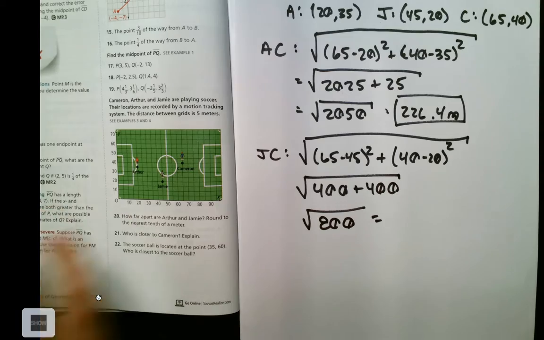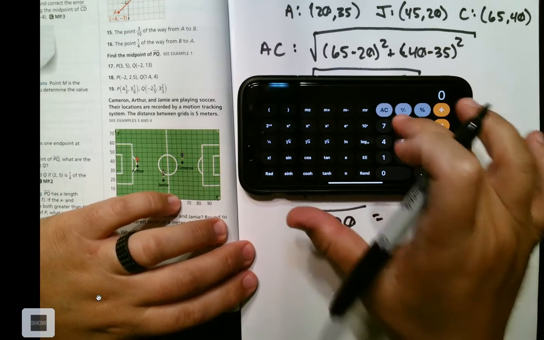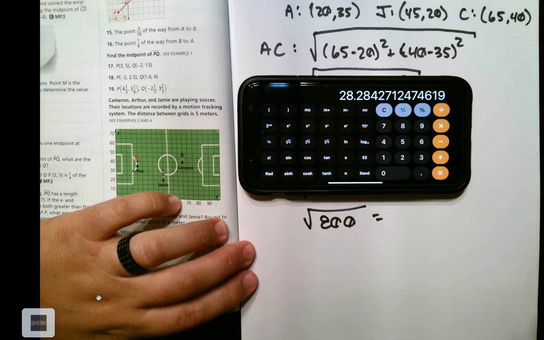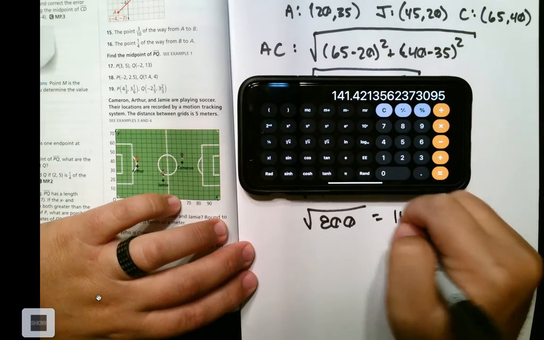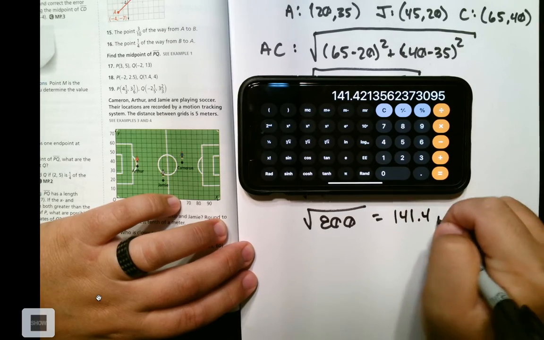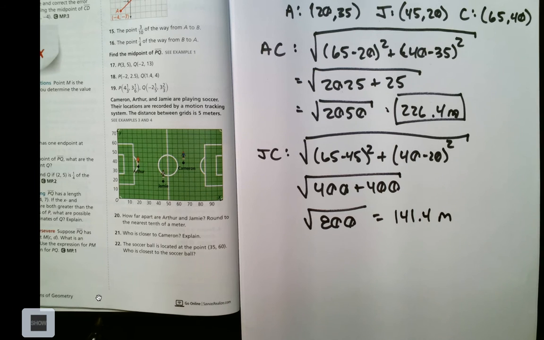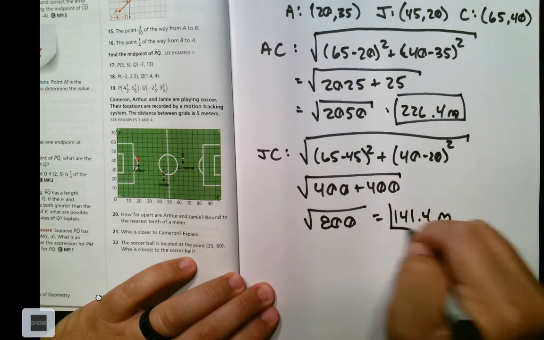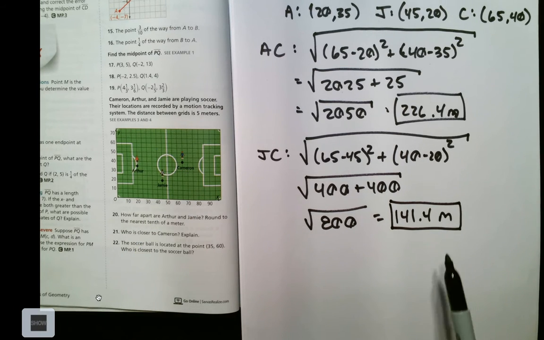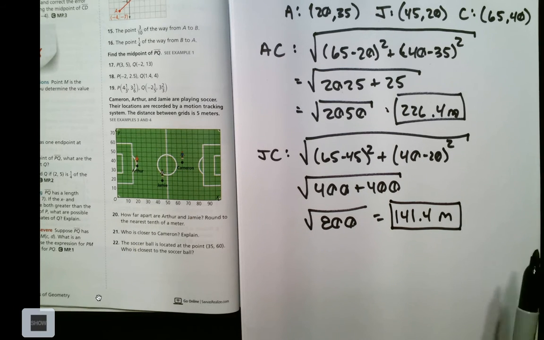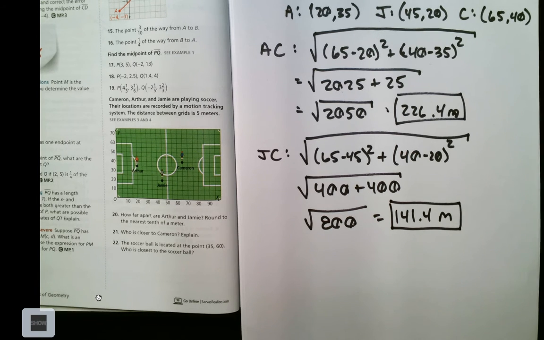So the square root of 800, just like I did before, I'll type in the square root of 800, and then I'll multiply it by 5 to get that distance. So 141.4 meters. So, we just verified what we already thought at the beginning. Visually, Jamie looked closer to Cameron, and then we can actually prove that by using the distance formula. So distance-wise, Arthur's that far away, Jamie's that far away.